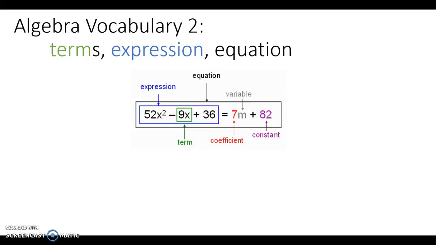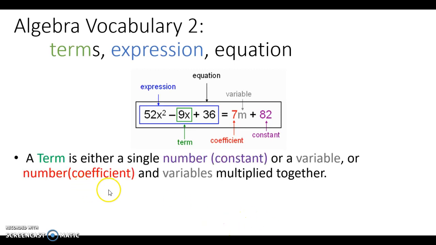In this video, we are looking at three words: term, expression, and equation, and what they mean. A term is either a single number, so it could be a constant, as in 36. It could be just a variable, as in x or y. Or a number and variables multiplied together, as in 9x or 52x squared. Each of these is a term. So there's one term there. This is another one. That is another one.